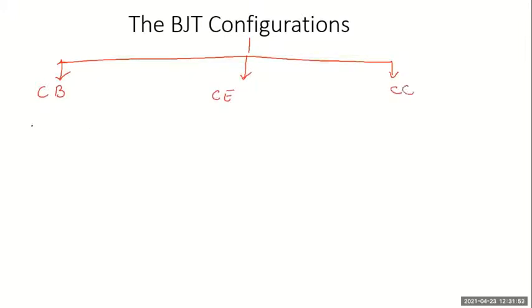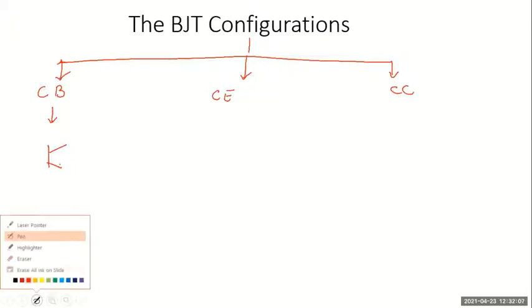Let's move on to the BJT configurations. So we have how many different configurations? Can somebody tell me? 3. Which are they? Common emitter, common base, common collector. Okay. Common base, common emitter, common collector. And what happens in common base? Base will be common to both emitter and collector. Yes, the base will be common to both the emitter and collector.